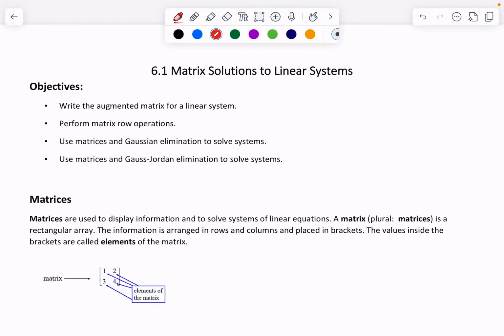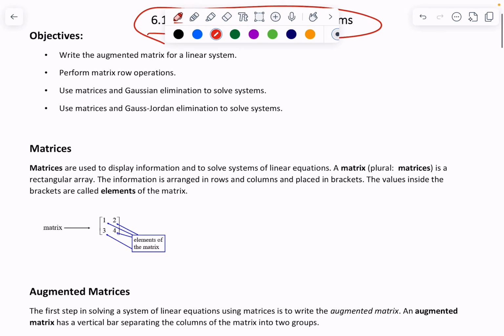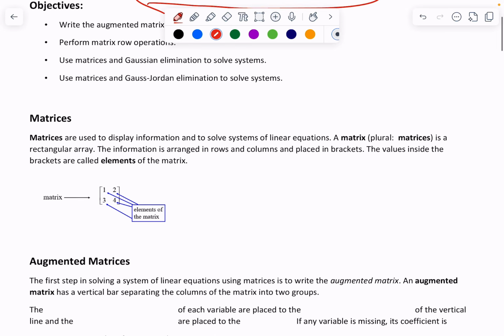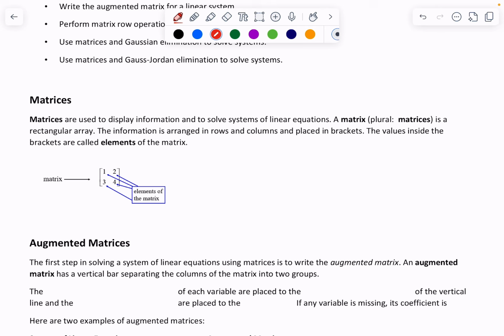Hello. So, 6.1 is the first lesson of chapter 6, which talks about matrices and determinants. So, we're going to start with 6.1, matrix solutions to linear systems. First, we're going to define matrices. They are used to display information and to solve systems of linear equations.